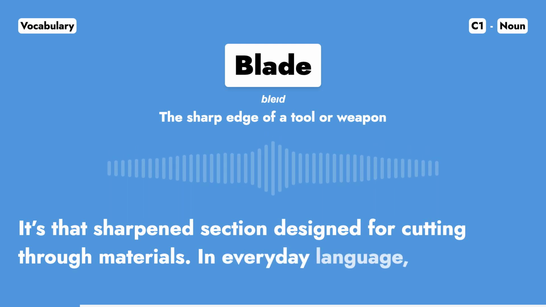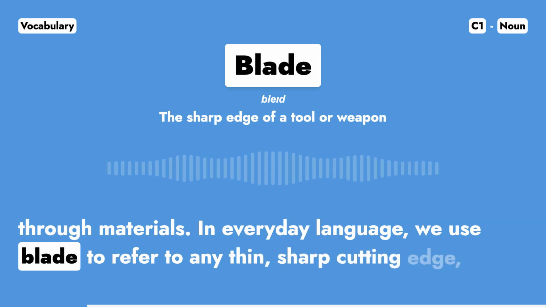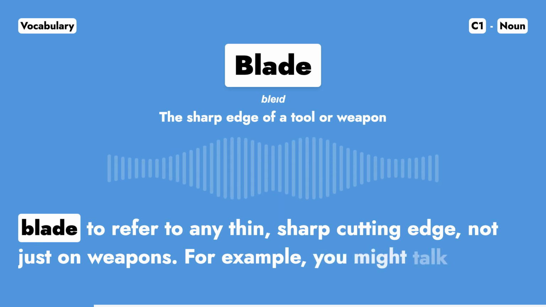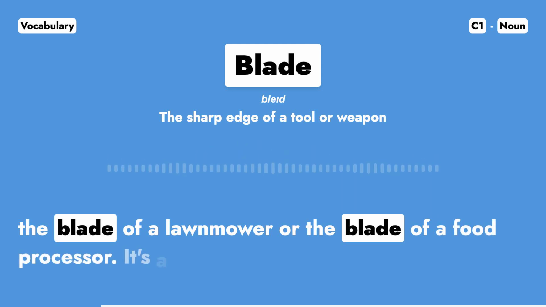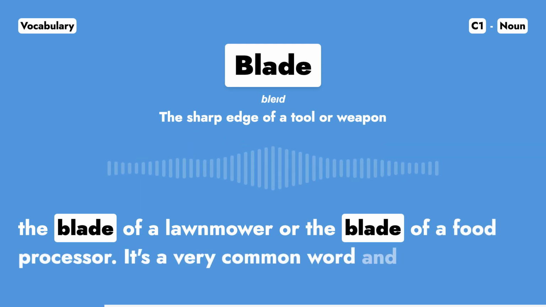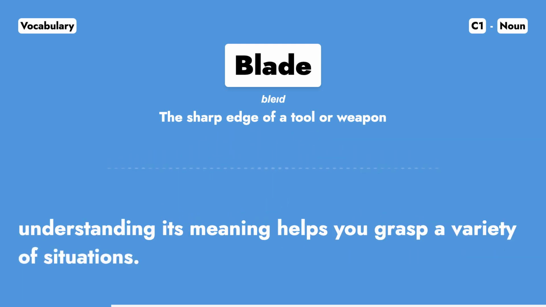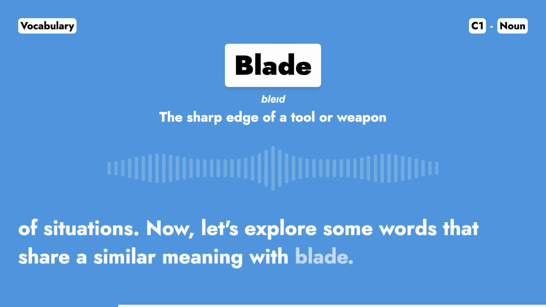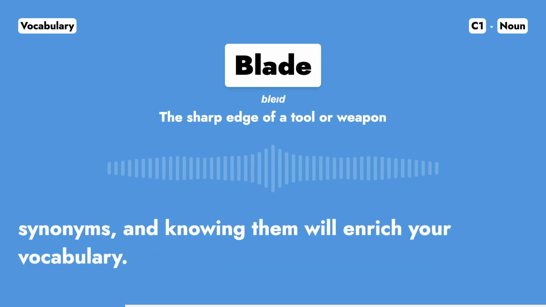In everyday language, we use blade to refer to any thin, sharp cutting edge, not just on weapons. For example, you might talk about the blade of a lawnmower or the blade of a food processor. It's a very common word, and understanding its meaning helps you grasp a variety of situations. Now, let's explore some words that share a similar meaning with blade. These are called synonyms, and knowing them will enrich your vocabulary.